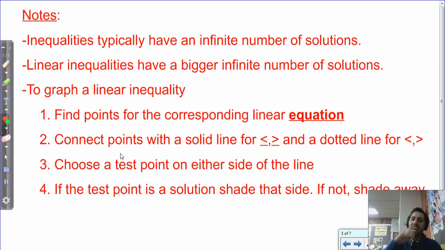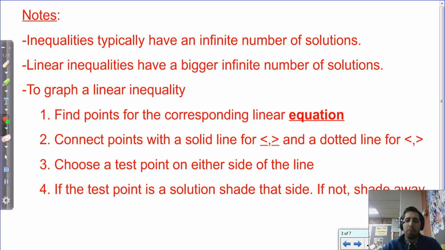We're going to connect them with a solid line if they work for the inequality. We'll use a dotted line if they don't work. Now that kind of splits our graph. After that, we need to find out which side all the correct solutions are on. So we're going to choose a test point on either side of the line. We'll choose something that is obviously not close, but clearly on one side.